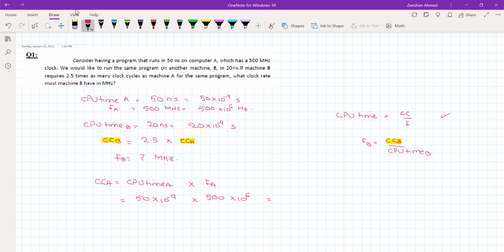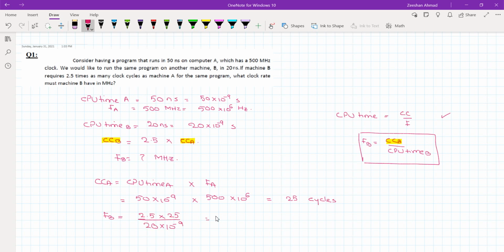Okay, so this is basically equal to 25,000 into 10 raised to power minus 3, which will be equal to 25 cycles here. Since this is the cycle count, it means I get 25 cycles here. Now we already have the cycle count of A, so we can use this formula to calculate the clock rate of B. The clock rate of B will be equal to 2.5 multiplied by the cycle count of A, which is 25, divided by the CPU time of B, which is 20 into 10 raised to power minus 9 here.